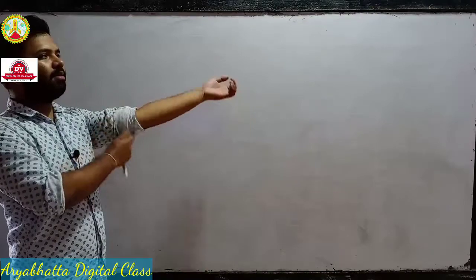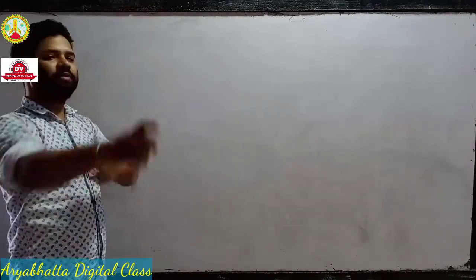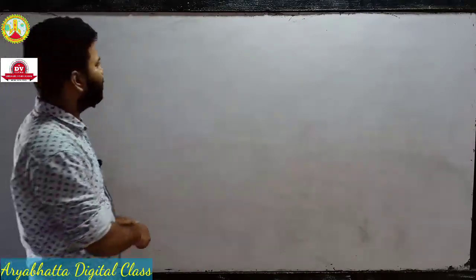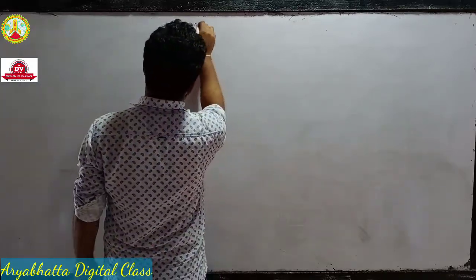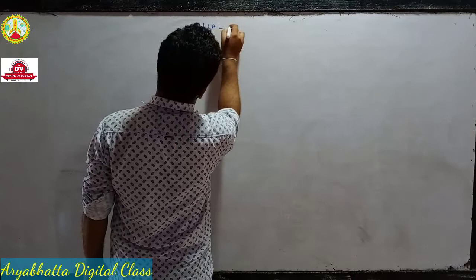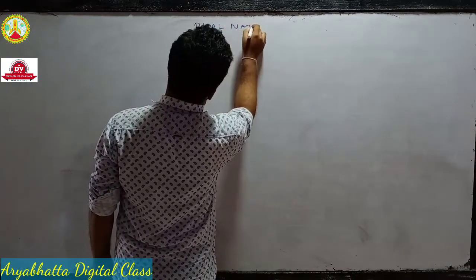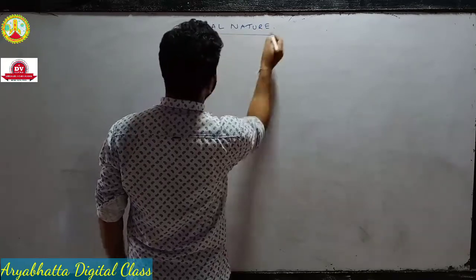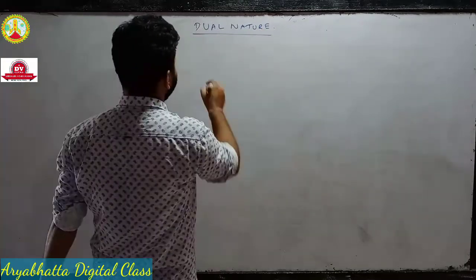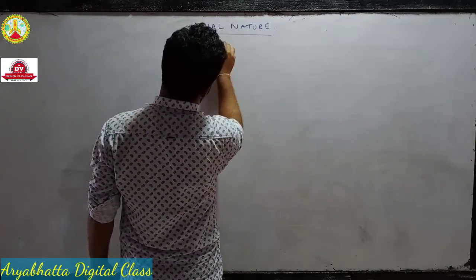So we are discussing our chapter, which is dual nature of radiation and matter. Basically I will write here dual nature. The topic that we are discussing here is dual nature, okay? And here we are discussing one special effect, which is known as your photoelectric effect.